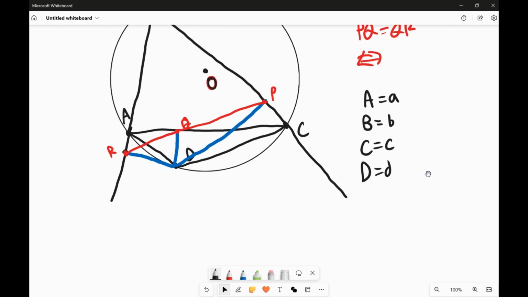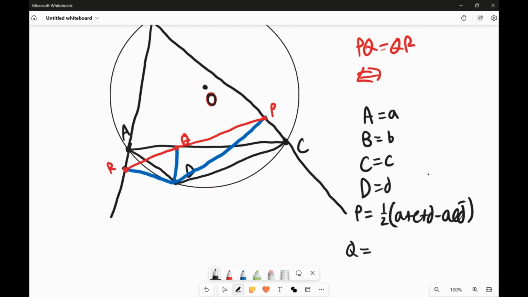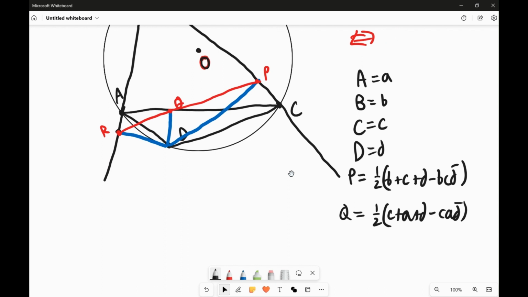Then we have that P is equal to 1/2 times A plus C plus D minus ACD conjugate, from what we discussed earlier. And then we have that Q is equal to, oh wait, this should be BC, sorry. So B plus C plus D minus BCD conjugate. And then 1/2 times C plus A plus D minus CAD conjugate. And then R is equal to 1/2 times A plus B plus D minus ABD conjugate.